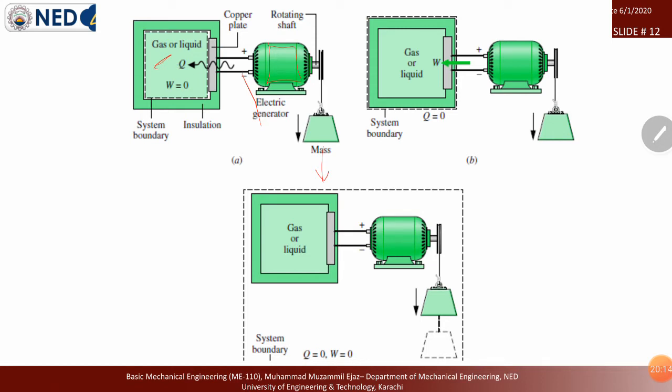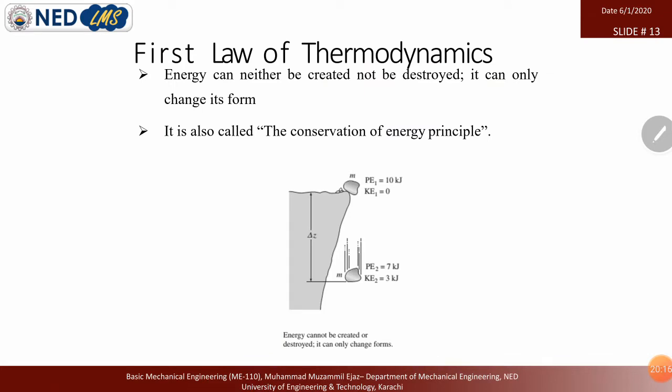So now we come to the first law of thermodynamics. The previous slide is also showing how energy is transferred from one end to another. The first law of thermodynamics, which you already studied in your intermediate, says that energy can neither be created nor destroyed. It can only change its form. It is called the conservation of energy principle.